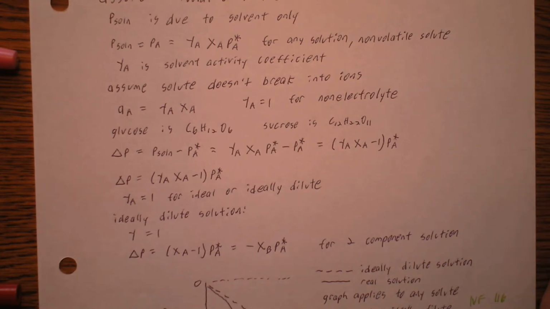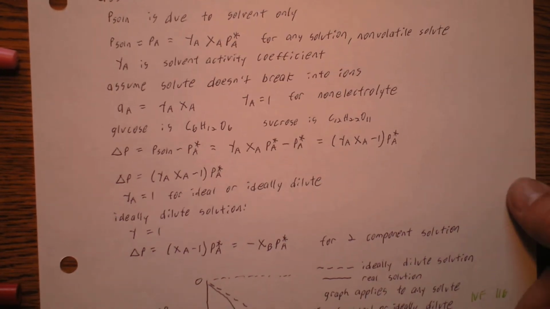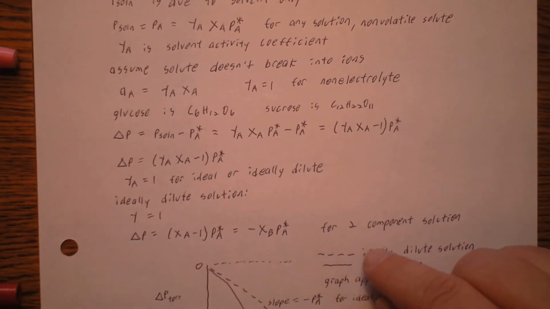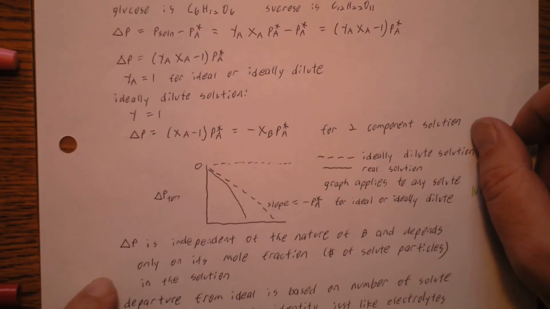Now remember, like I said, gamma A is equal to 1 for an ideal or an ideally dilute solution. So first, let's say we have an ideally dilute solution. Then we're going to say gamma is equal to 1. The change in pressure is equal to the mole fraction minus 1 times PA star, and that's going to be equal to minus the mole fraction of the substance times PA star. The reason we have a minus sign, of course, is it's decreasing. Now this is only for a two-component solution.